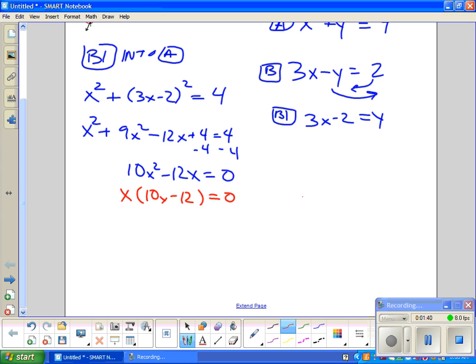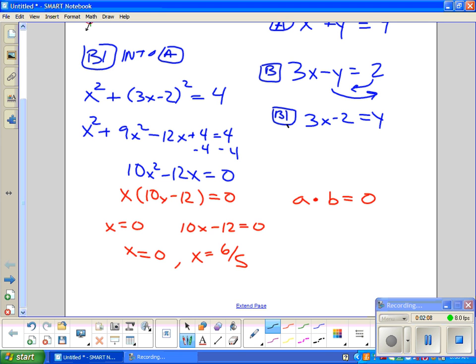And this comes back to when you have a times b equals 0, either a is 0 or b is 0. So we set both parts equal to 0. And I get x is 0 is one answer. I get x equals 6/5 is the other one, if I solve 10x minus 12 equals 0. Those are just my x coordinates. I have to find the y.